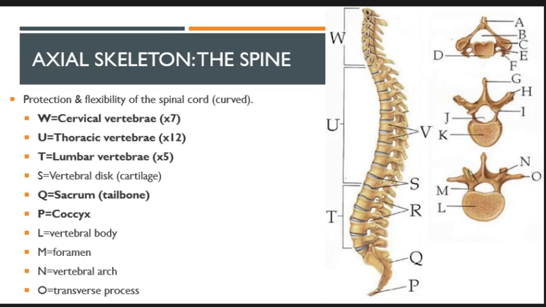If you have a break in there, if it's up high, C1, C2, you're dead. If it's C3, you can be a quadriplegic. C4, C5, a paraplegic. C7, you're okay as far as your paralysis, but if it's broken, it's broken. You have to take care of it. It's protecting the spinal cord in there.